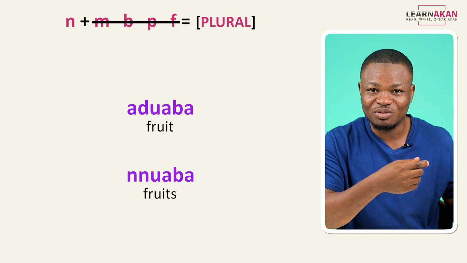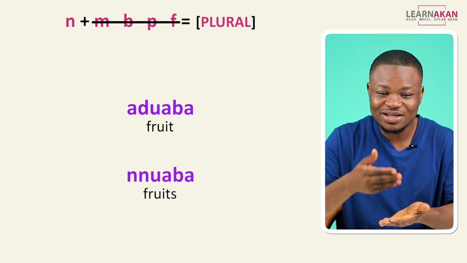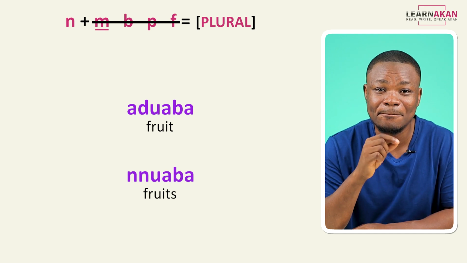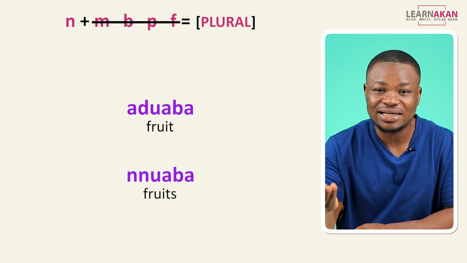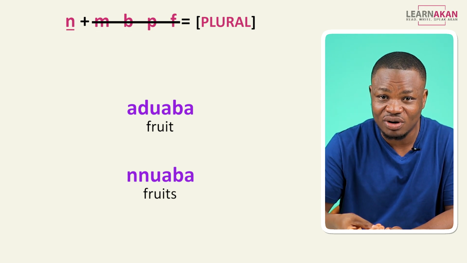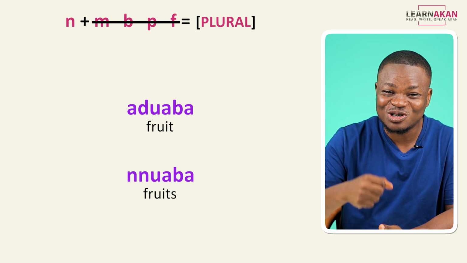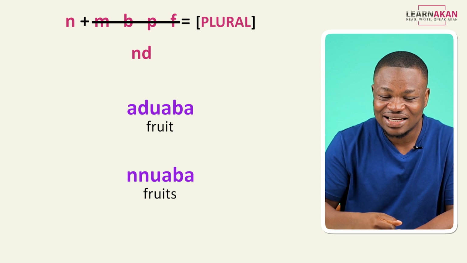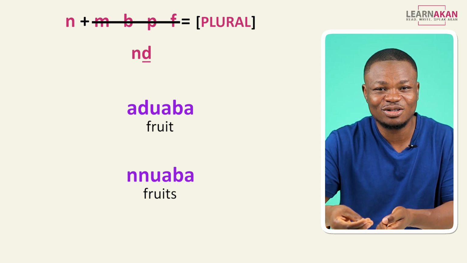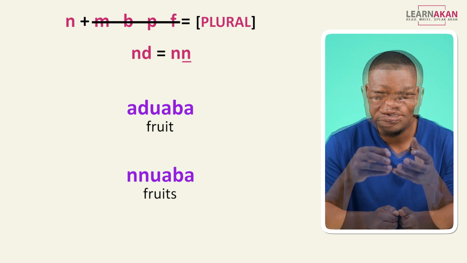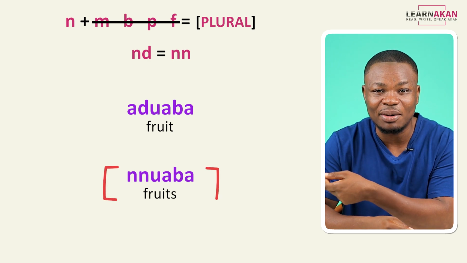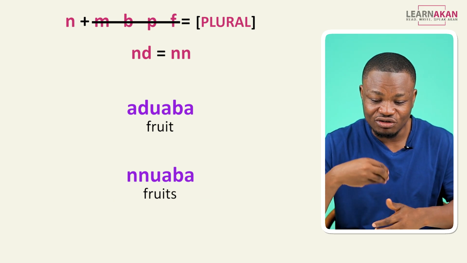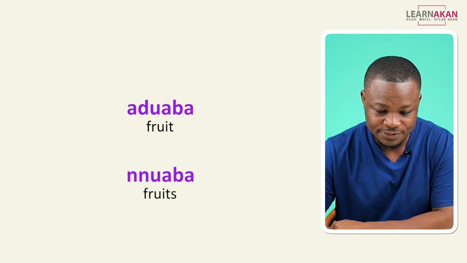Remember the plural formation rule. If the first consonant of a singular tree noun does not begin with b, p, or f, you attach n to the front to form its plural. And if the initial consonant is a d, then after attaching the n to the front, the n would cause this d to change into n as well. So that is how come we end up with niaba as the plural of ediaba. Okay, so we have niaba as fruits.